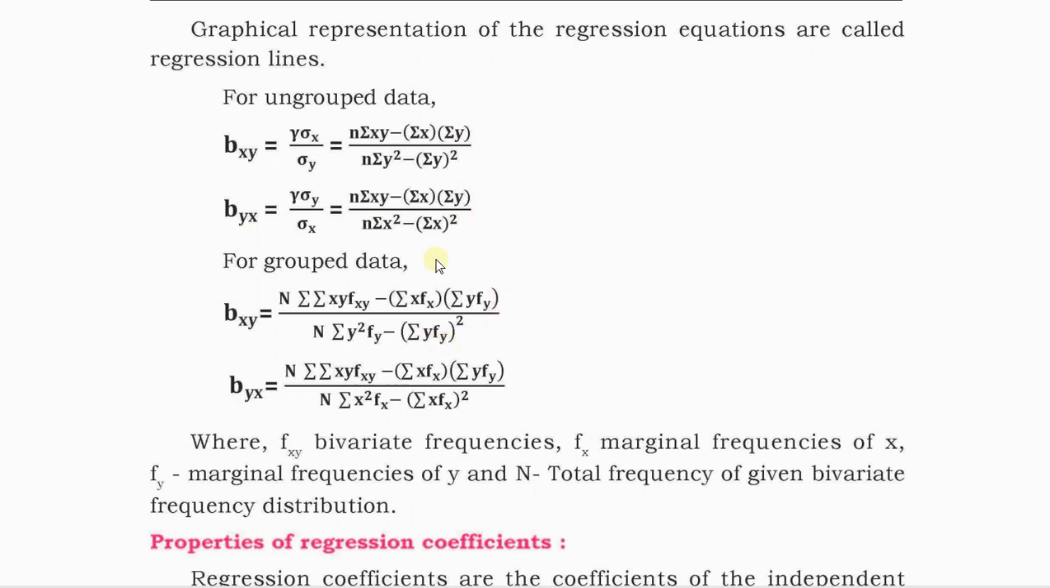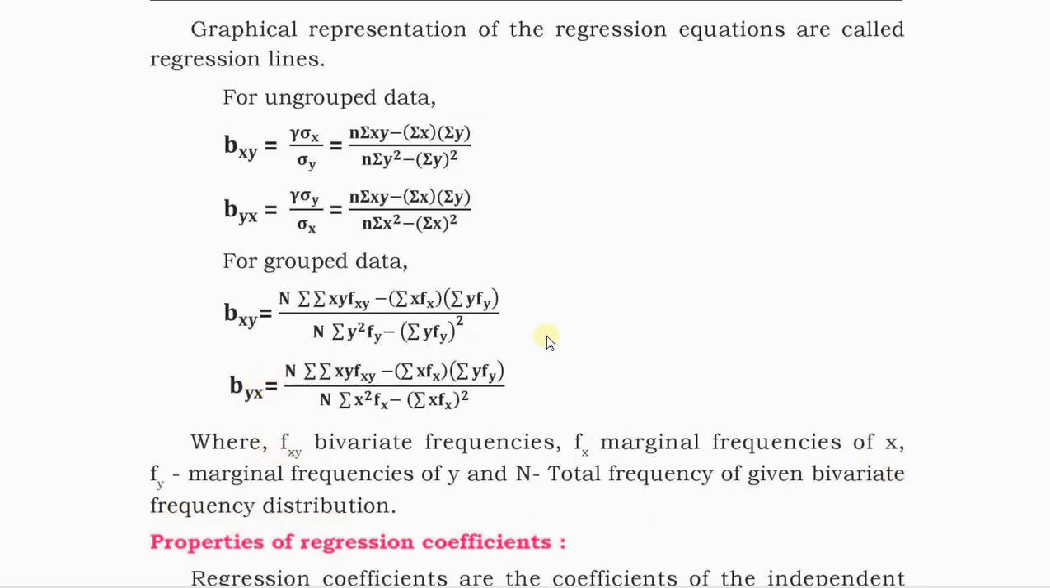So this is the formula for ungrouped data. Again, we have the formula for grouped data. Suppose bivariate frequency distributions are given, then we will have this formula: capital N into double summation of xy into fxy, where fxy is the bivariate frequency, fx is the marginal frequency of x, fy is the marginal frequency of y, and N is the total frequency of the given bivariate frequency distribution.